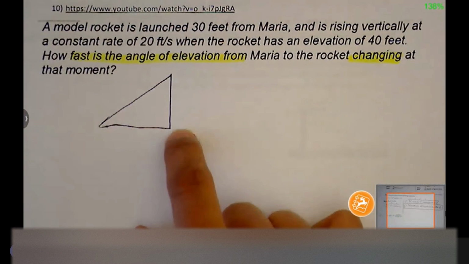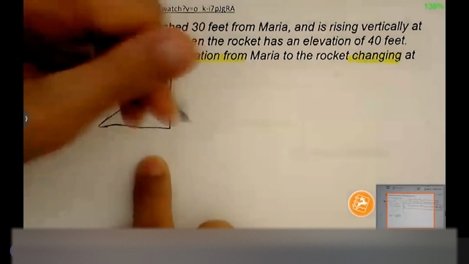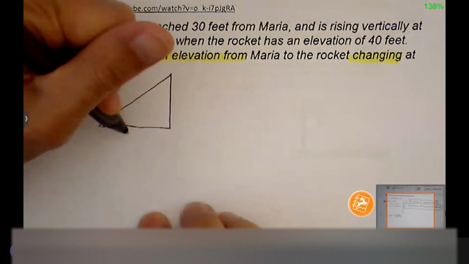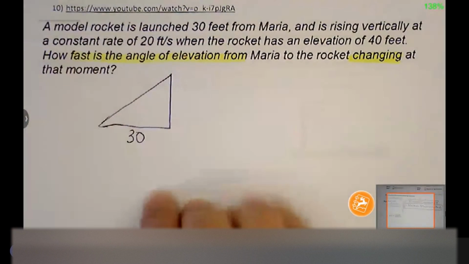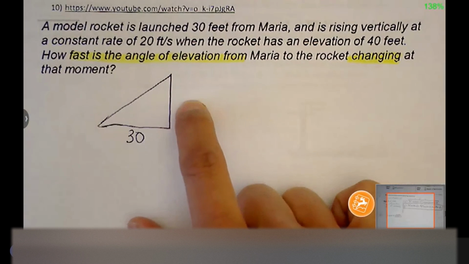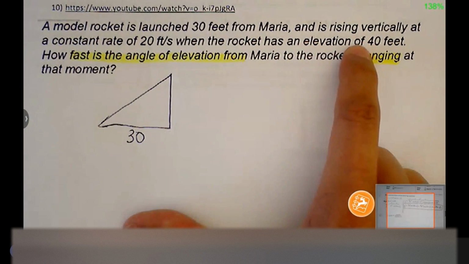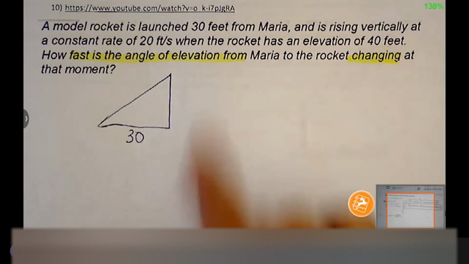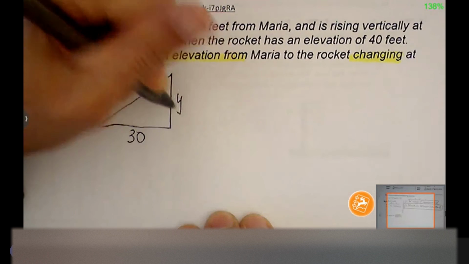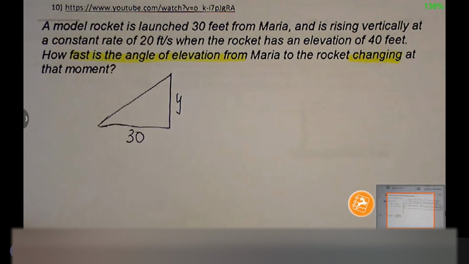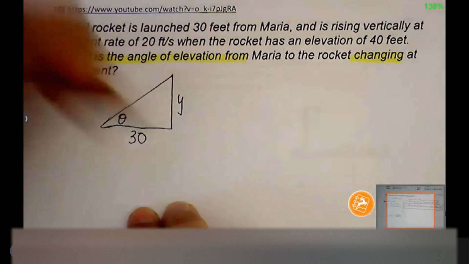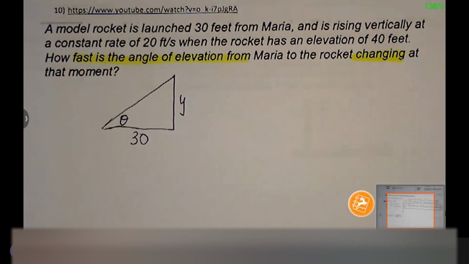Okay, so Maria is standing here, the rocket is being launched here. So we know that this distance between the launch pad and Maria is not going to be changing, so it'll stay 30. However, the rocket is still moving, so we want to make sure we don't put a constant here. Even though we have a y value, we know that as the problem progresses, that distance is changing, so we want to let a variable represent that height. And then the angle of elevation is this theta here. Okay, so there's our starting point.